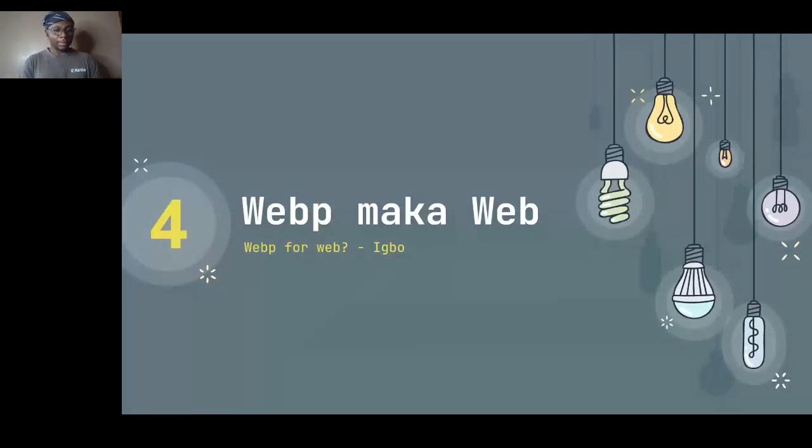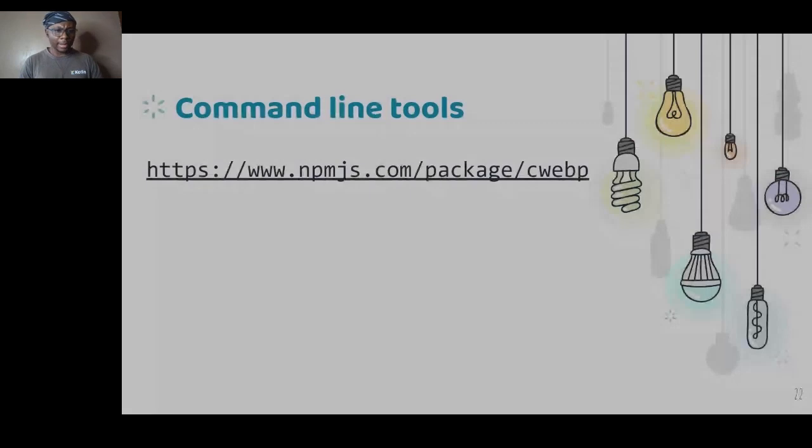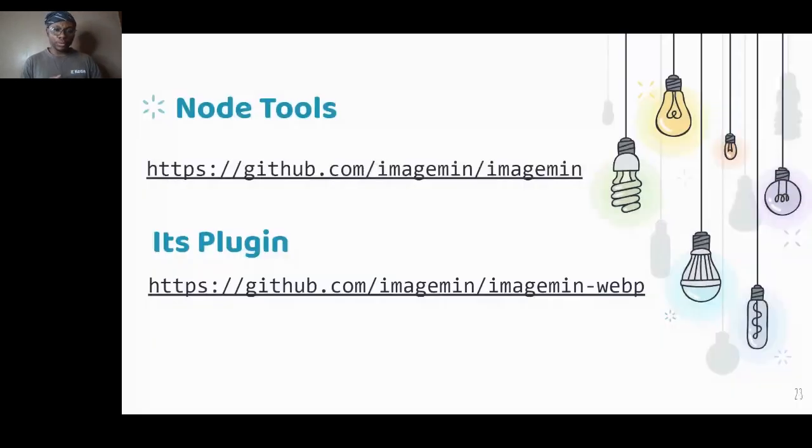These are the tools I was talking about. Squash is a very awesome and cool tool. You can use it to convert your images. Then we have onlineconverter.com, which you can also use to convert to WebP. Then we have command line tools like cwebp, then the Node tools, ImageMin and its plugin ImageMin-WebP. So you can check them out, for those that are into web.